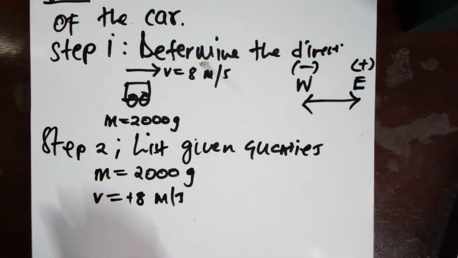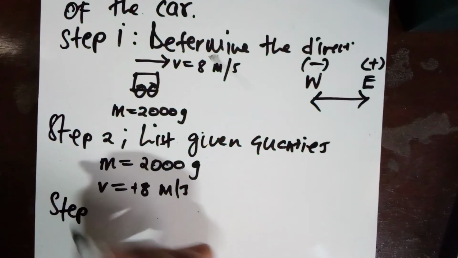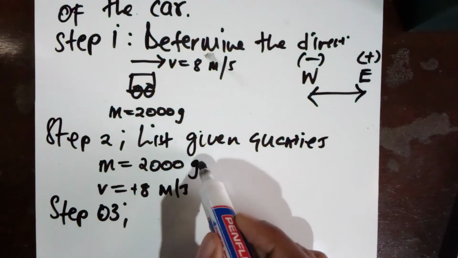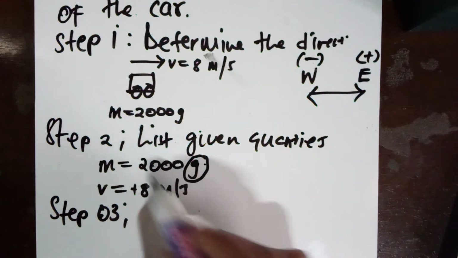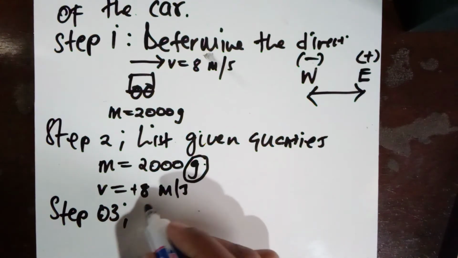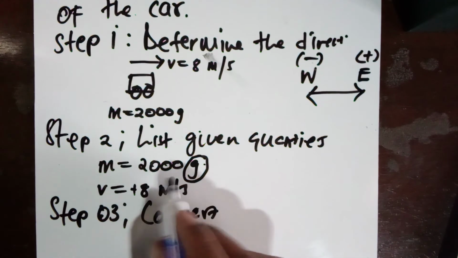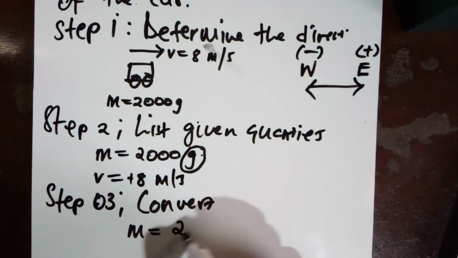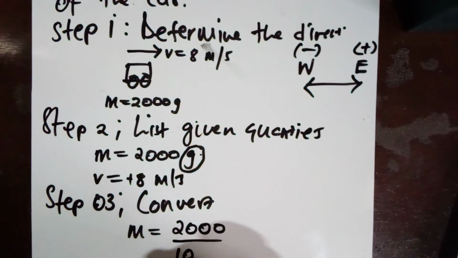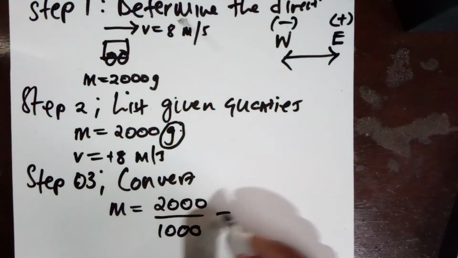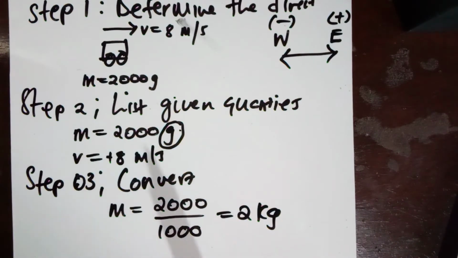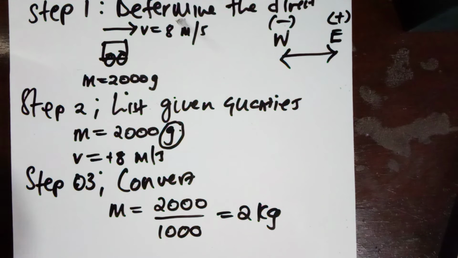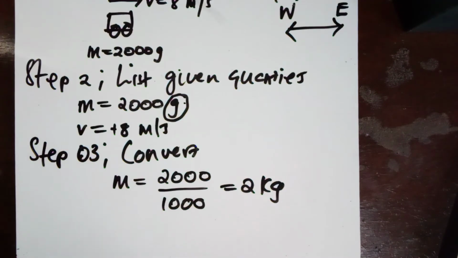Then step 3, I would say, is to make sure that everything is in SI units. So you have to convert. Your mass is given in grams, but the SI unit for mass is kilograms. To convert, you divide 2000 by 1000, which gives 2 kg. So our mass in actual fact is 2 kg.